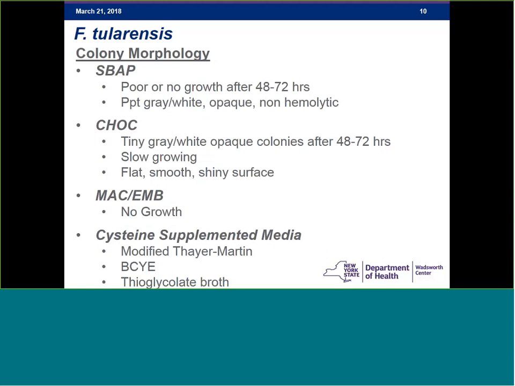Francisella tularensis is a fastidious, classically slow-growing organism. The first signs of growth are usually only observed after 48 to 72 hours of incubation at 35 degrees Celsius and 5% CO2. While poor or pinpoint growth may be observed on blood agar during this time frame, the organism grows best on chocolate agar or another form of cysteine supplemented media, such as modified Thayer-Martin, buffered charcoal yeast extract, or a cysteine glycolate broth. On both blood and chocolate agar, colonies are opaque and gray-white with a smooth and shiny surface.